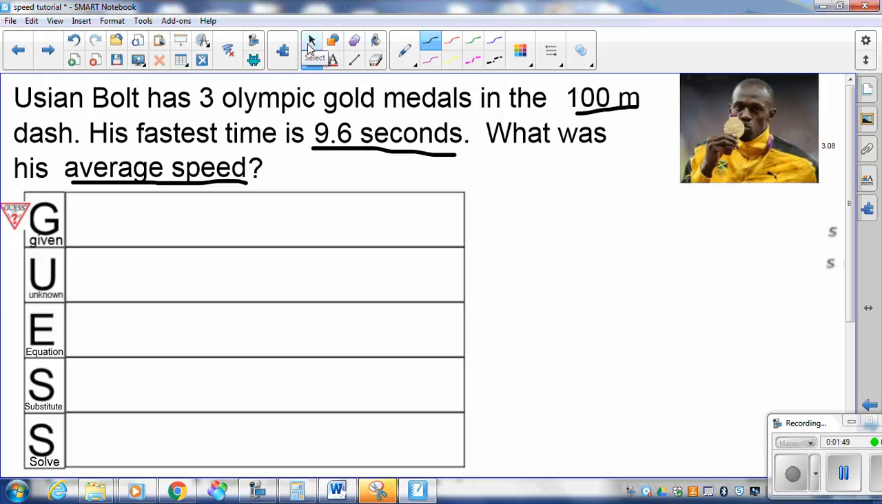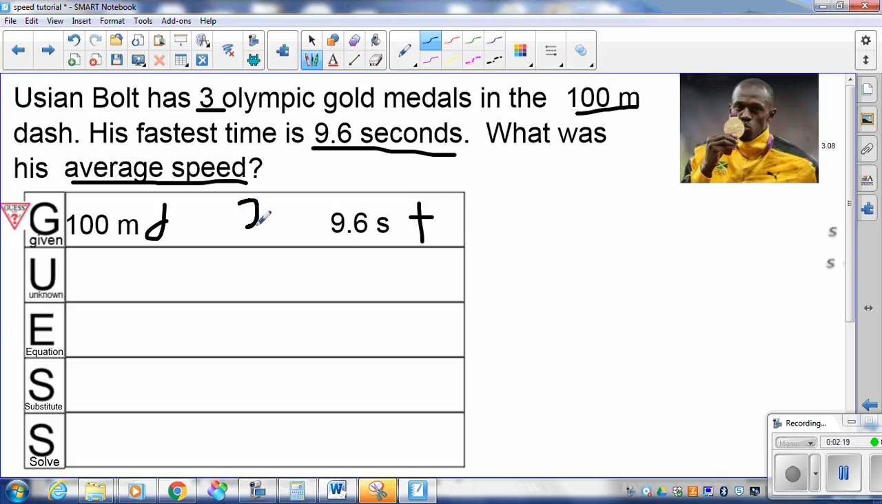Now, in science, whenever we work out math problems, we're going to use this GUESS format. So the G stands for given. So in the problem, it tells us 100 meters. That is the distance. And then 9.6 seconds is given to us. That is the time.